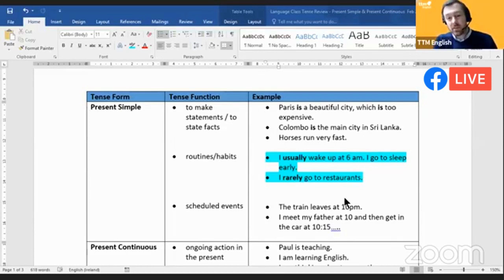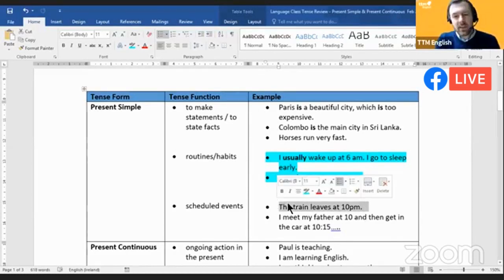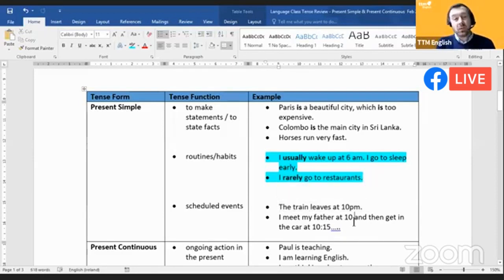Now, scheduled events. There's a slight difference between scheduled and arranged. Arranged would be between me and somebody else. I would arrange that. Scheduled means that I'm in a position to say officially, this is the time. So you look at the train timetable, you can see when the train leaves, when the game begins, when the plane arrives. They are scheduled events. They are agreed and they're for everybody to see.